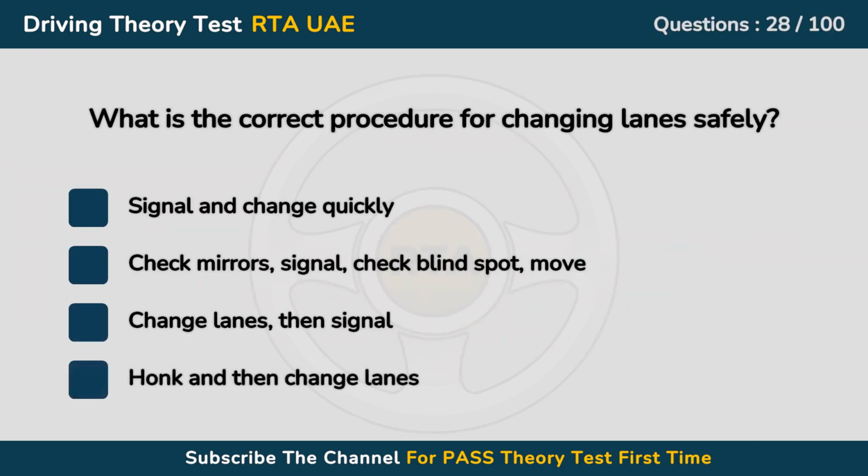Question 28. What is the correct procedure for changing lanes safely? A. Signal and change quickly. B. Check mirrors, signal, check blind spot, move. C. Change lanes, then signal. D. Honk and then change lanes. Answer is B. Check mirrors, signal, check blind spot, move.